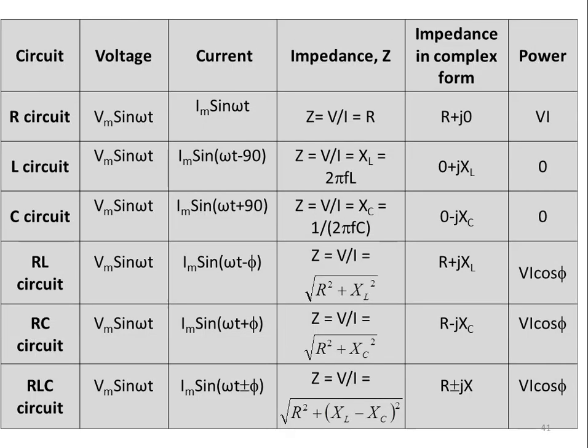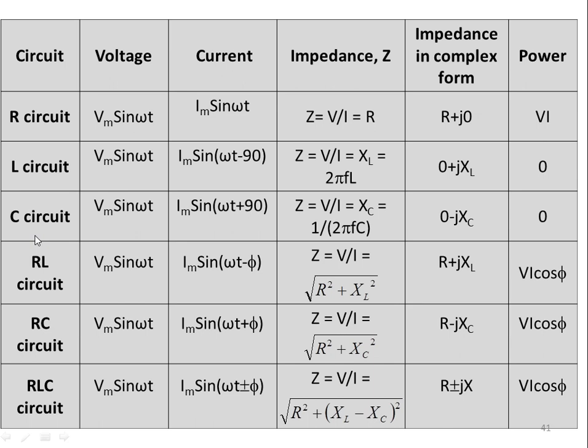Now to summarize the R, L, C circuits. For the R circuit, the supply given is Vm sin omega t, current is Im sin omega t, impedance Z is equal to V by I. So impedance in complex form is given by R plus j0. So power is V into I. In the case of an inductive circuit, voltage is Vm sin omega t, current is Im sin omega t minus 90 degrees, and impedance is V by I, that is equal to XL. XL is 2 pi fL, or omega into L. So impedance in complex form is given by 0 plus jXL, and power is 0.